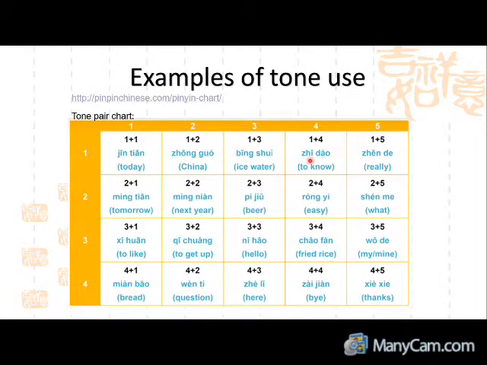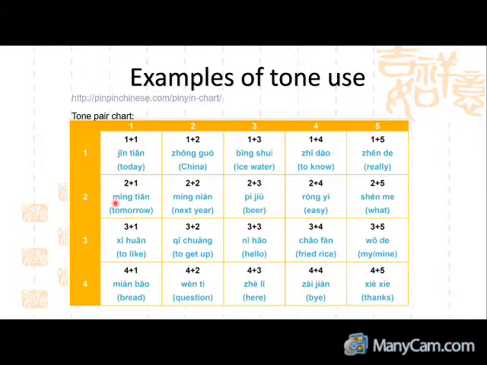You can have tone 1 and 4 together, like as in to know, 知道. You can have tone 1 and 5, which is first tone and neutral tone, as in the Chinese alternative for really, 真的. I'll go through the fifth tone and what characters actually have that in the next coming slides, so don't worry now.